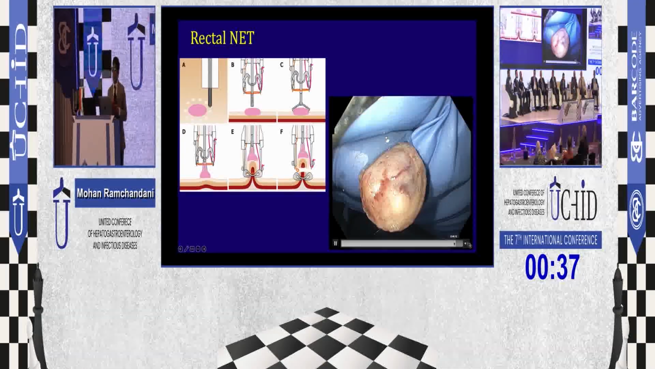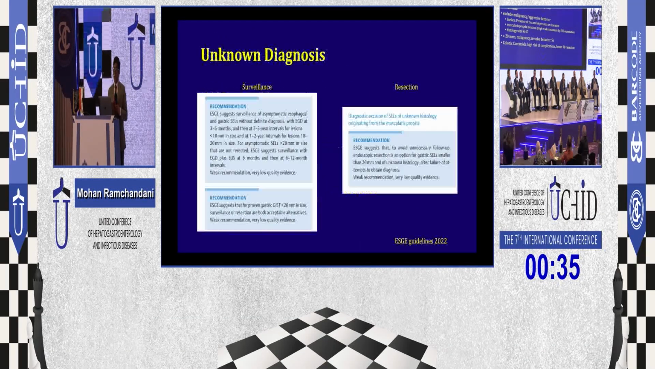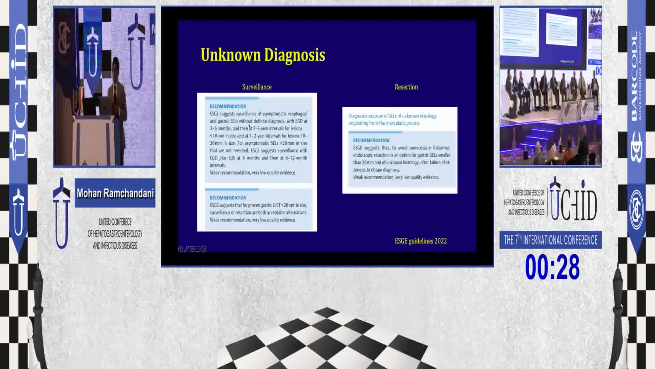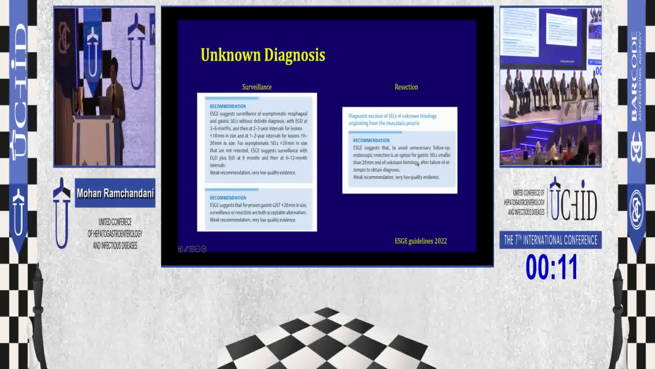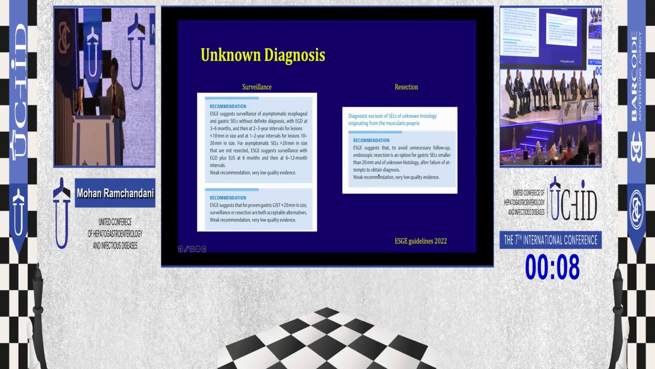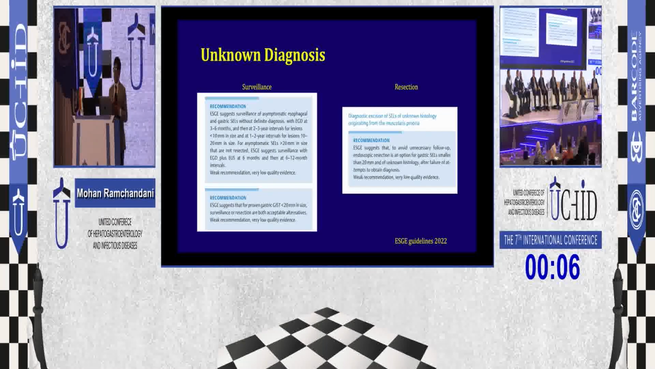So you saw how these tumors are being removed, and in the majority of patients where the tumor is less than 2 centimeter in size, ESGE recommends surveillance. But our patients are very anxious. They want, if the diagnosis is not there, sometimes even the society guidelines say, to avoid unnecessary follow-up, if endoscopic resection is easy, even a less than 2 centimeter polyp of unknown histology should be removed by these methods.